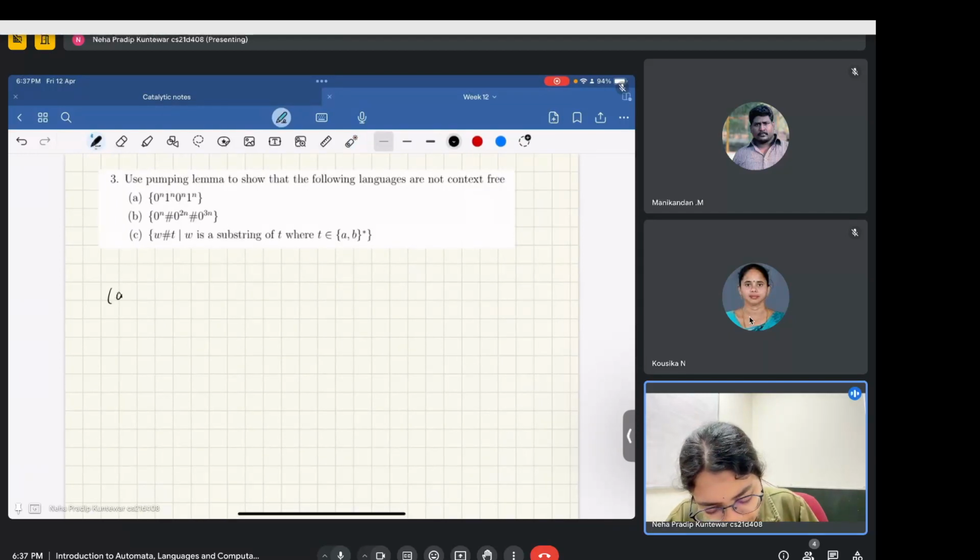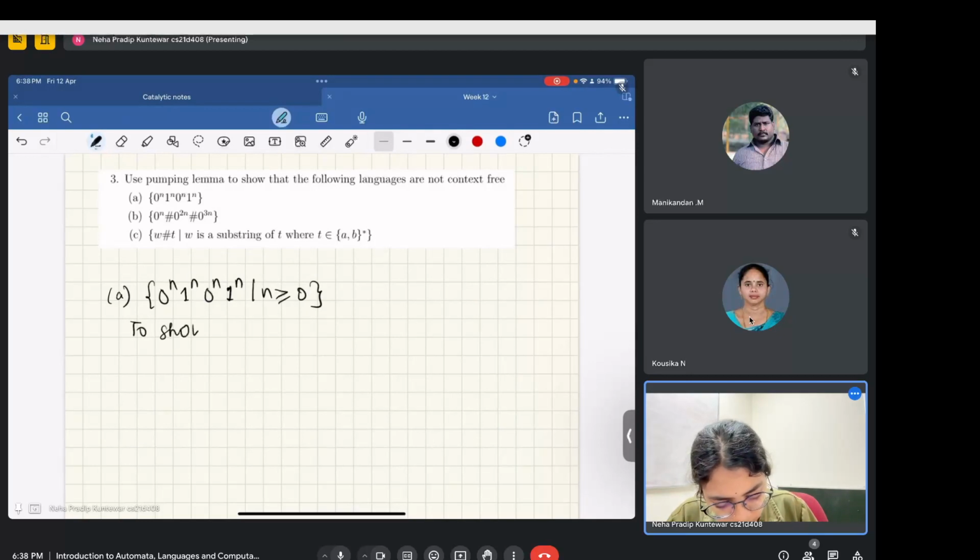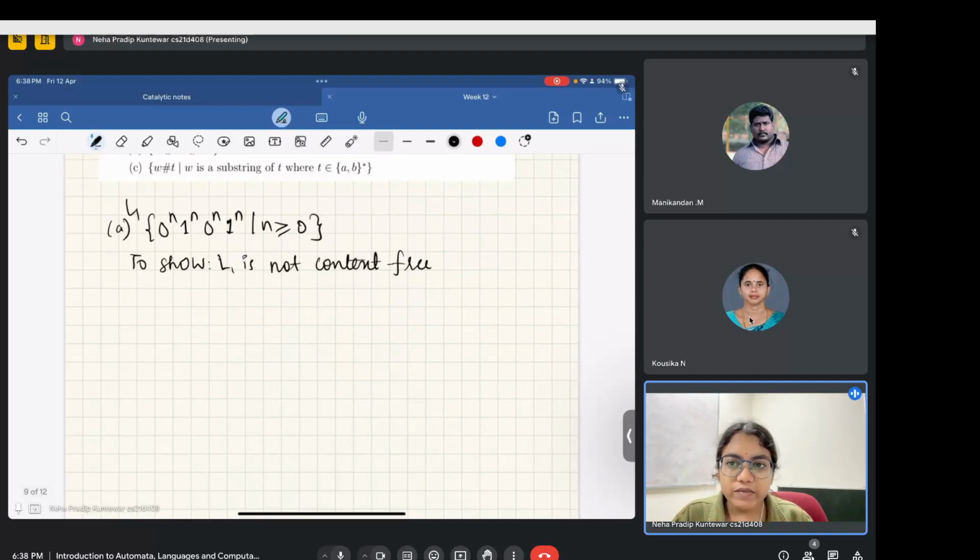So you have this language 0 to the n, 1 to the n, 0 to the n, 1 to the n, and we want to show that, if I call this L1, L1 is not context free. Maybe I'll wait for a minute. If you would like to try using the pumping lemma, then we will discuss in a minute.